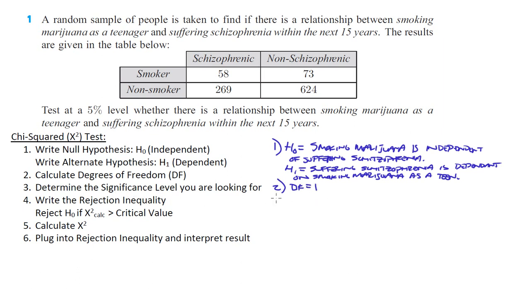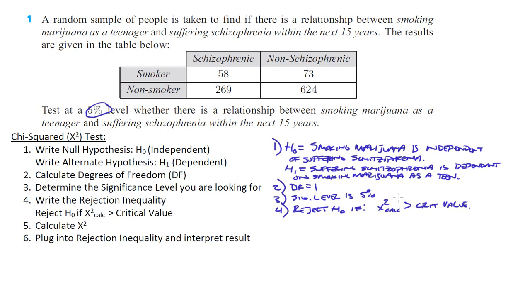Determine the significance level you are looking for, step 3. They tell us right here, at a 5% level. So significance level is, oh, not 15, 5%. Okay. Next thing, write the rejection inequality. So that's going to be: reject H0 if our chi-squared calculated is greater than our critical value.